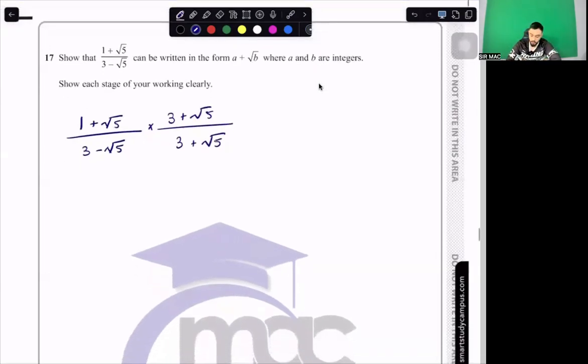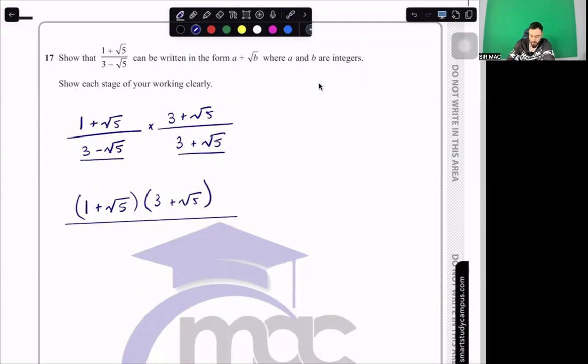Now you have to multiply that. Show each and every stage of your working. If you skip one stage, even though the next stages are correct, in Edexcel you won't be allotted marks for that. The denominator can be written as 3 squared take away root 5 squared, because that's the a minus b and a plus b identity.